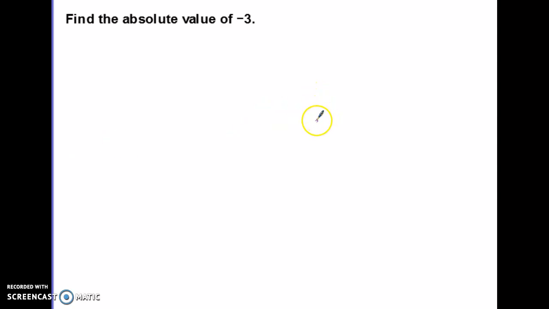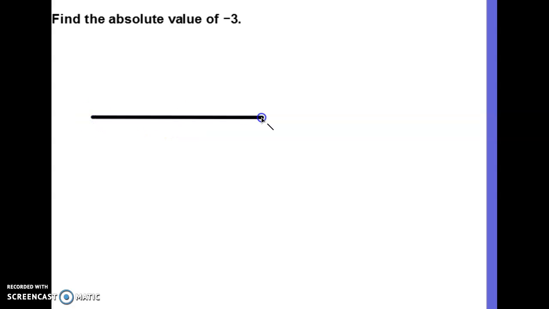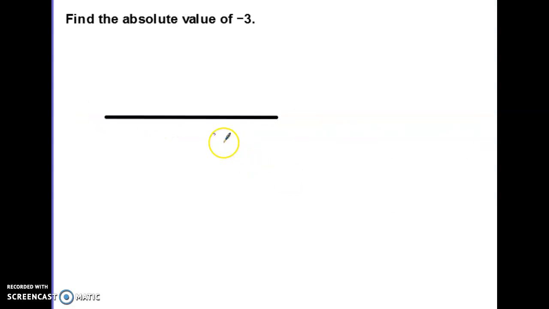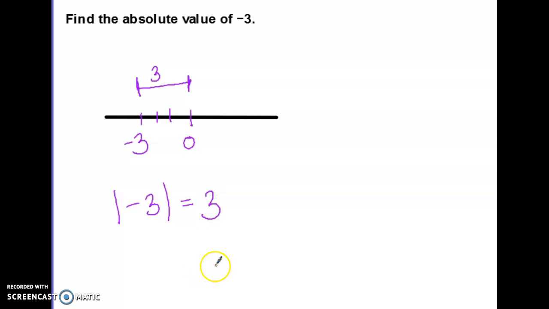Here's the next one. Find the absolute value of -3. Again, I'm going to start with a number line. I'm going to put 0 somewhere in the middle, and I'm going to plot -3. 1, 2, 3, and the negatives live on the left-hand side. -3 is 3 spaces away from 0. So the absolute value of -3 is equal to 3. It's 3 spaces from 0.